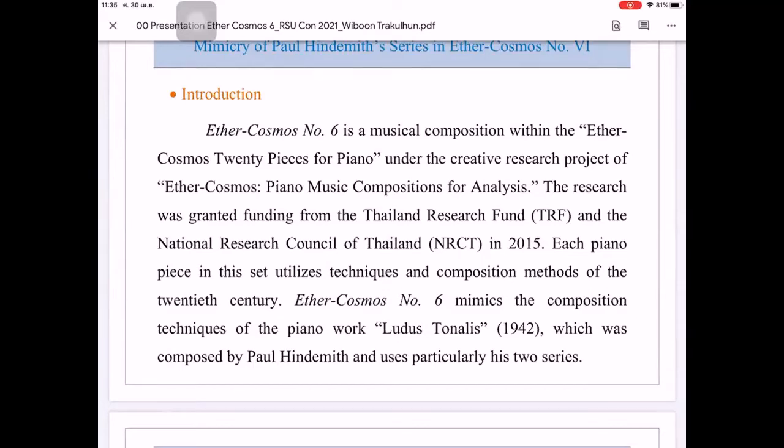Ludus Tonalis is a series that comprises 12 fugues, using each pitch class as a tonic for each fugue. The 12 fugues are separated by 11 interludes. The fugues also refer to the composition framework and idea of Bach's preludes and fugues.